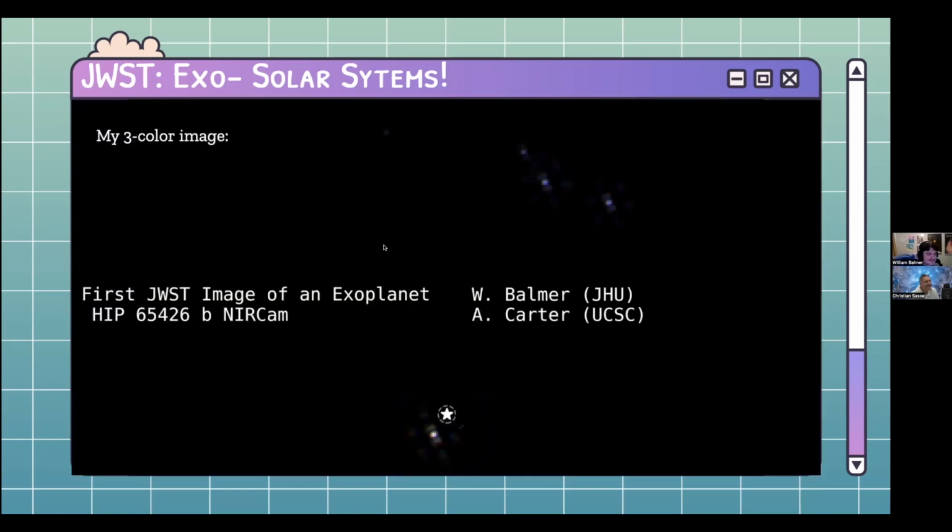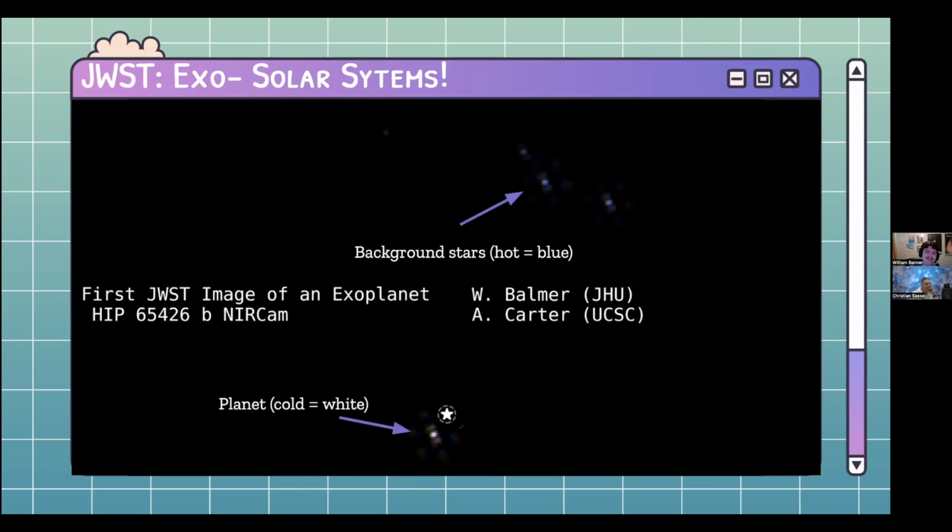I did what any good amateur astronomer would do, and took the data from our paper and tried to make a pretty 3-color image. And I think the cool thing about this is that there's some background stars within the image too that you can see, and those are all blue because they're very hot. You can imagine like a blowtorch, right? The center of that flame is blue, but your campfire is red or white. So the background stars are all blue and the planet is white.